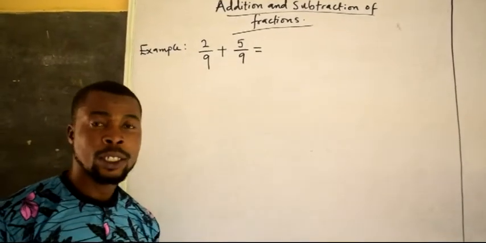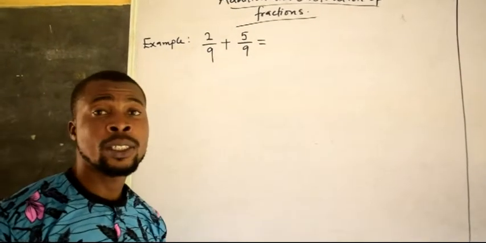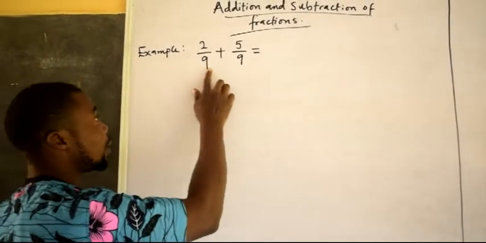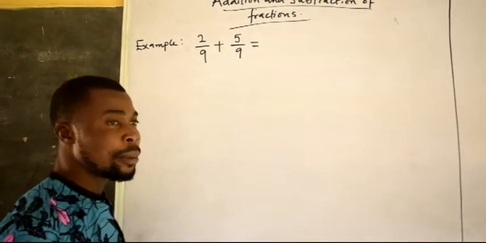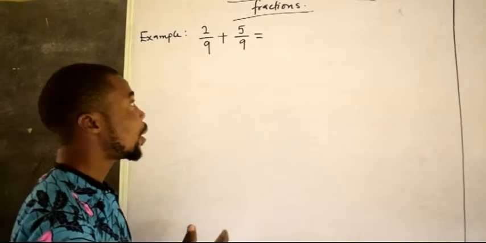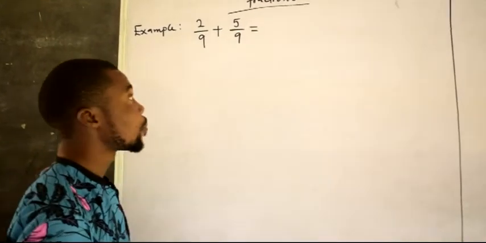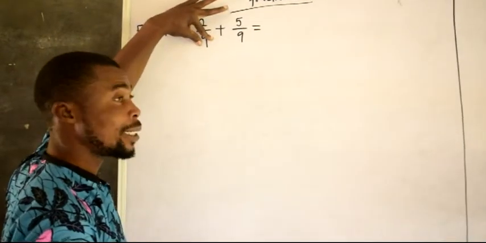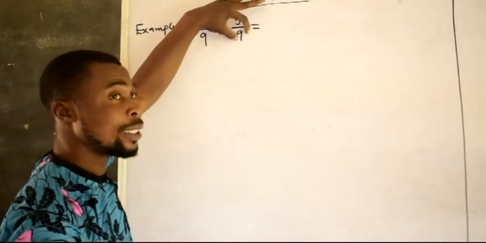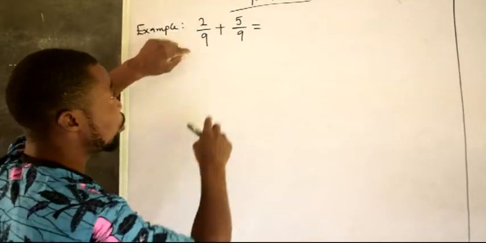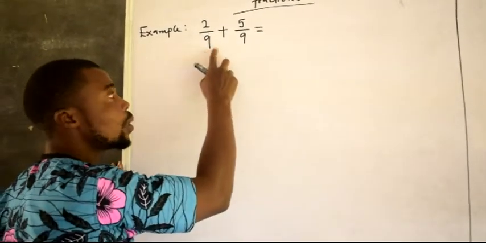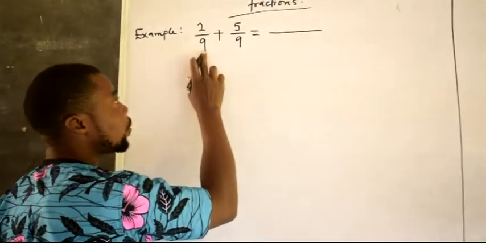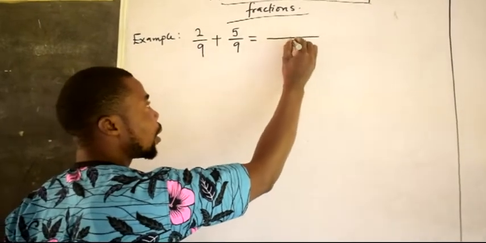What is the first thing we are going to do? The first thing we are going to do is find the LCM of 9 and 9. What I mean by the LCM is that you are finding the lowest common multiple. You look at the down number. Which one is the down number? 9 is the down number here. So you will now find the LCM between the two down numbers. So the LCM of 9 and 9 will give us 9.